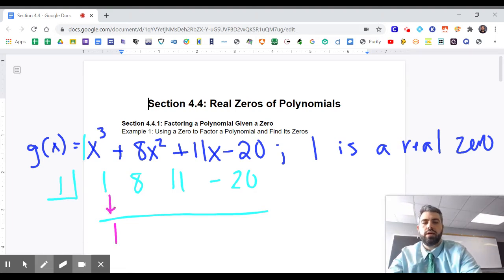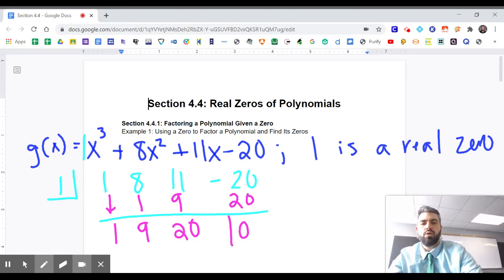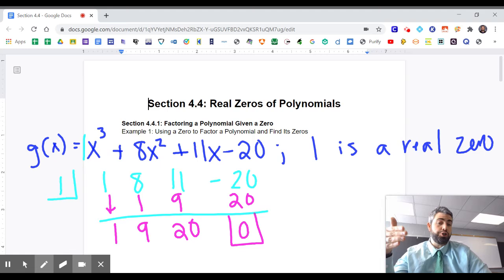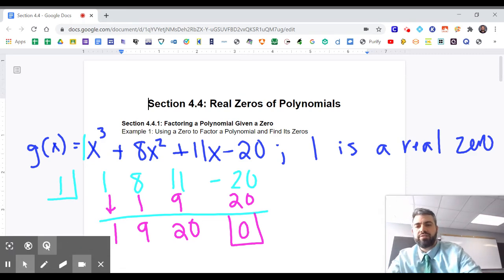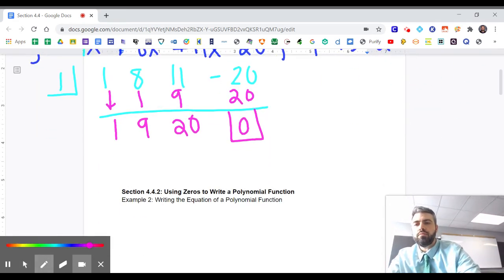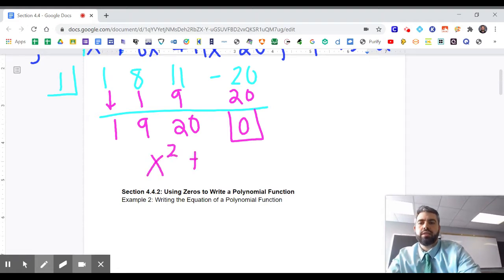Now that's 1x squared. 1 times 1 is 1, so I add down and I get 9. 9 times 1 is 9. I add down, I get 20. And then you'll notice 1 times 20 is 20, and so I have 0 as a remainder. So we know for sure that 1 is a zero. Granted, they told us that, but it just verifies this. So the polynomial we have left is x squared plus 9x plus 20.